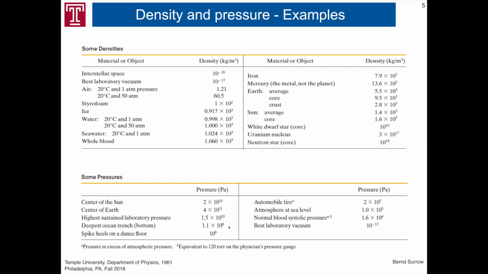We'll come back to that. The highest sustained laboratory pressure is about 1.5 times 10 to the 10. And the center of the sun is 2 times 10 to the 16, whereas the center of the earth is about 4 times 10 to the 11 Pascal. Always compare this with something that you know from everyday life. Atmosphere pressure is about 1 times 10 to the 5. Air pressure is typically twice as large.